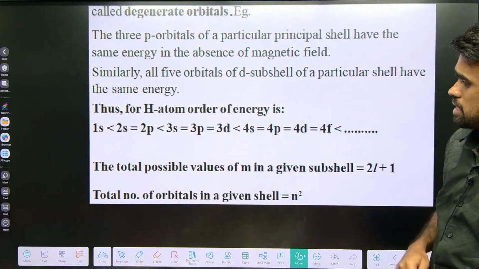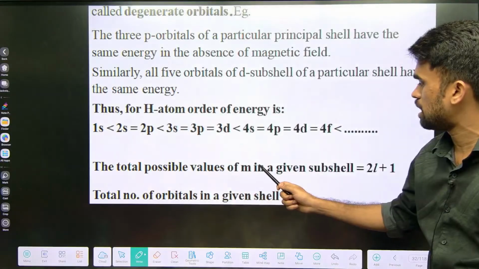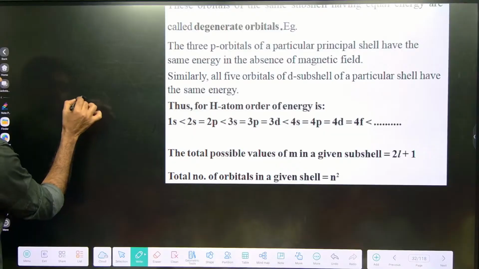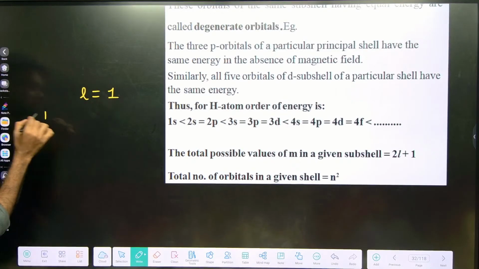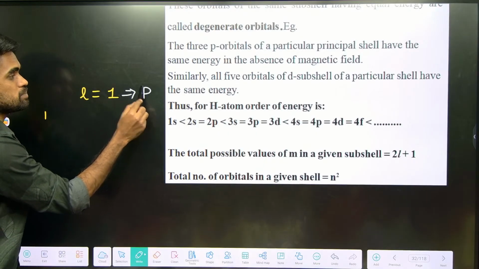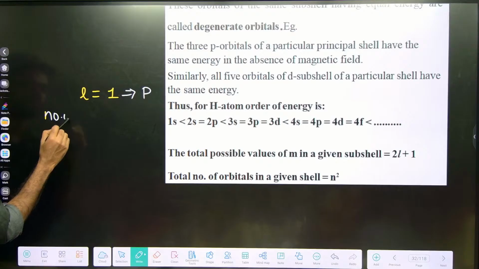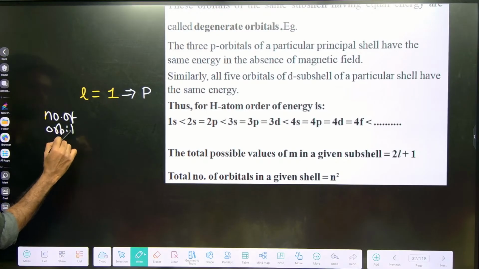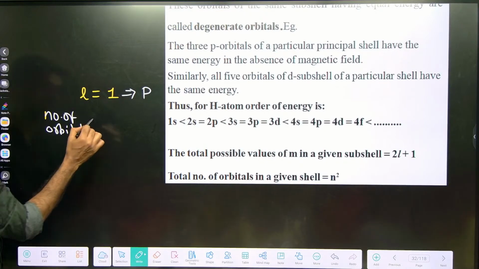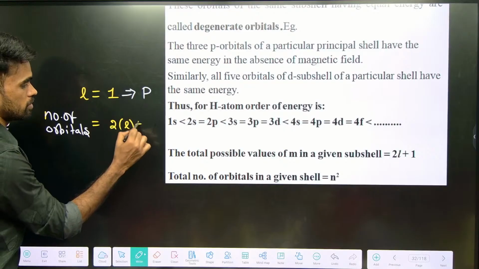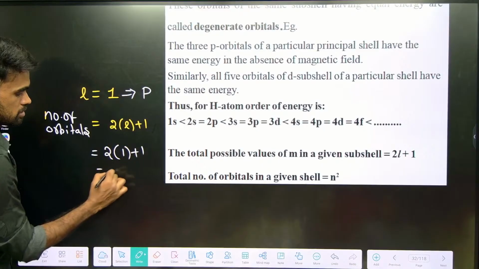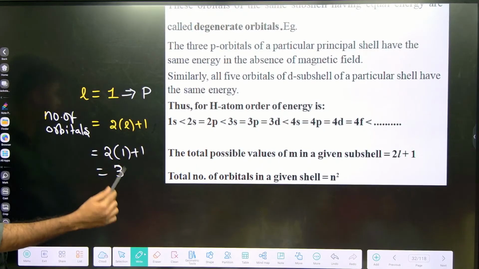See, the total possible values of m for a given subshell. The l value is 1. Which subshell is it? P. In this p subshell, the number of orbitals is 2l plus 1. That is 2 into 1 plus 1, so 3. We got 3, like Px, Py, Pz.